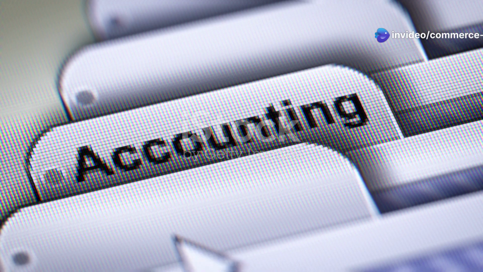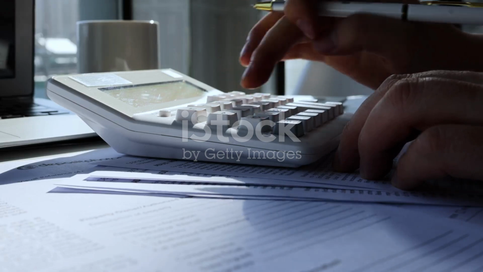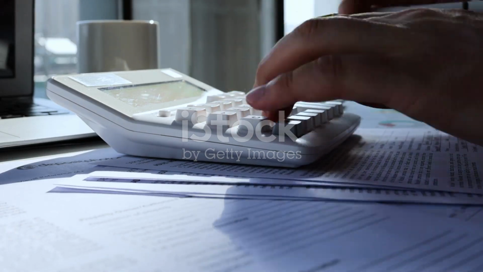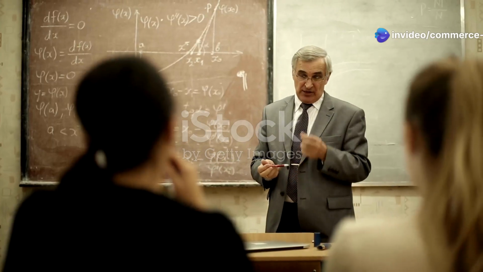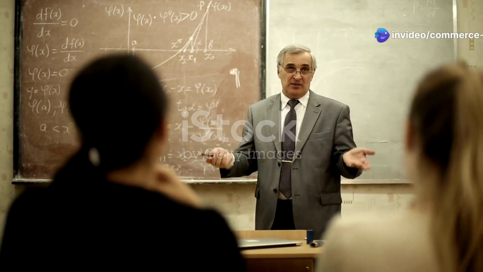Now let's dive into the golden rule of accounting, a classic traditional approach that forms the backbone of bookkeeping. This method is often the first thing taught to accounting students, and for good reason. The Golden Rule classifies all accounts into three main types: real, personal, and nominal.